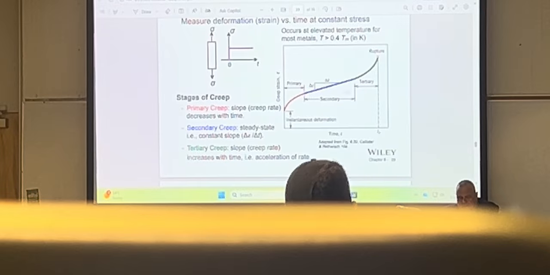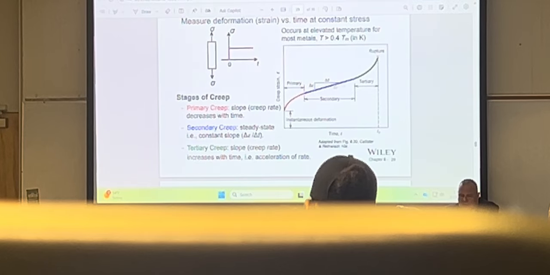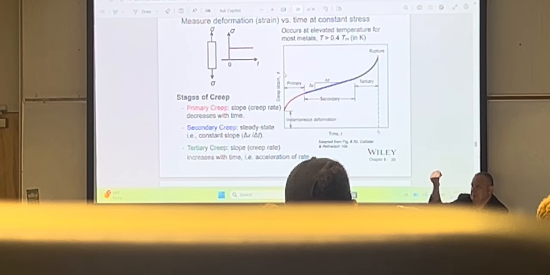You can see that in secondary creep, there's a linear relationship between strain and time. You take a sample, you put dead weight on it, a dead load, and you heat it up, and you wait to see how long it takes to eventually fail. And you measure how much it sags.